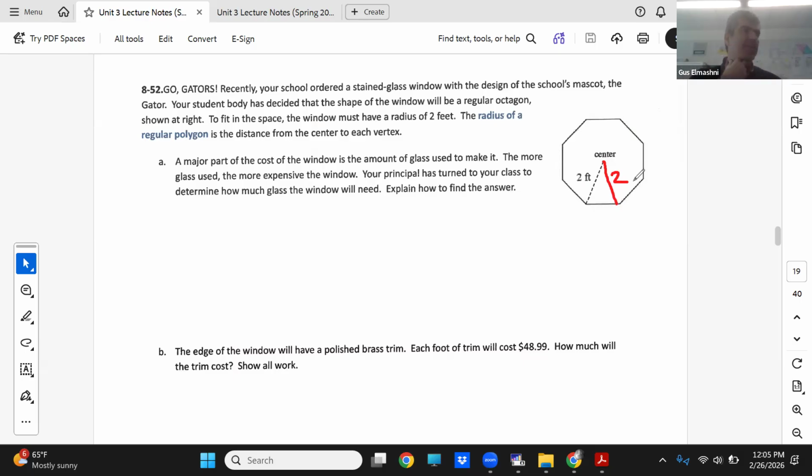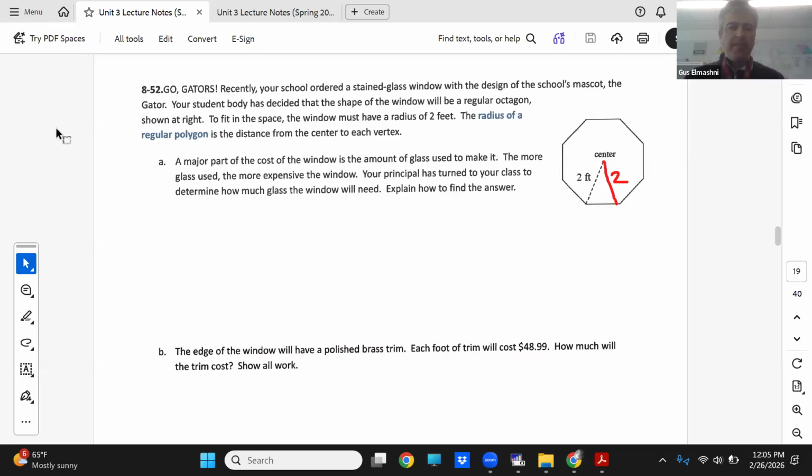Okay, you guys quiet. All right, 852. Here we go. What we're trying to find here: a major part of the cost of a window is the amount of glass used to make it. The more glass used, the more expensive, obviously. Your principal turns to your class to determine how much glass the window will need. Explain how to find the answer.